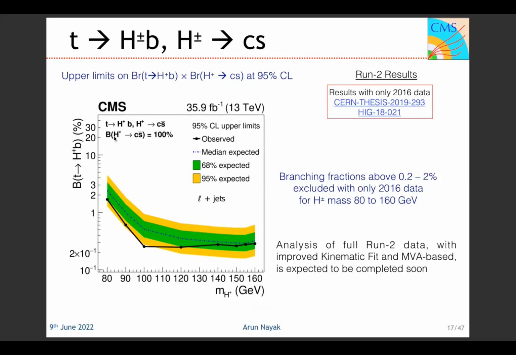With this, the result was improved with 2016 data, and now it is a fractional percent, and the maximum is less than 2%, particularly at 80 GeV, which is very difficult to separate. The analysis with full Run 2 data, 3 years combined, is still ongoing, but an improved kinematic fit and MVA based analysis is going on, to be completed soon.